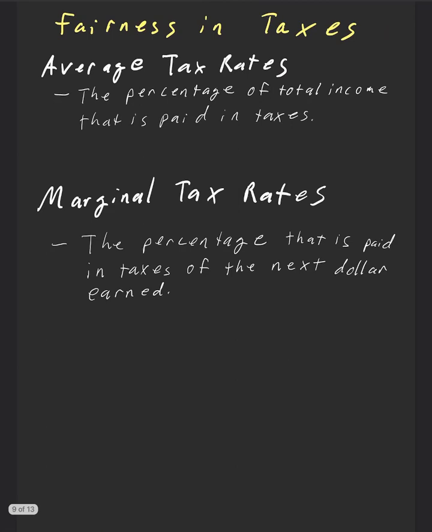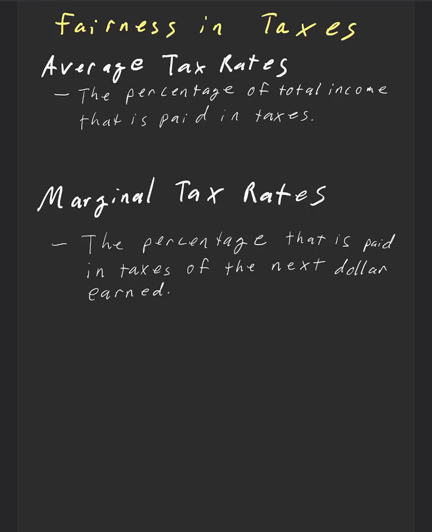Okay, so I wanted to set that up so that we could talk about an important topic, which is fairness in taxation. And to do that, we want to think about a couple of ideas in taxes. The first is your average tax rate. Your average tax rate is the percentage of total income that's paid in taxes. Very straightforward. How much do you pay in taxes divided by your total income?